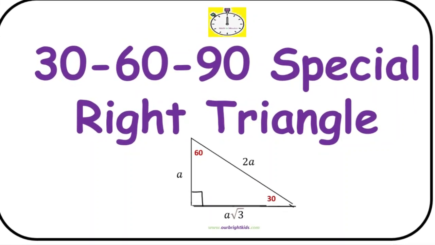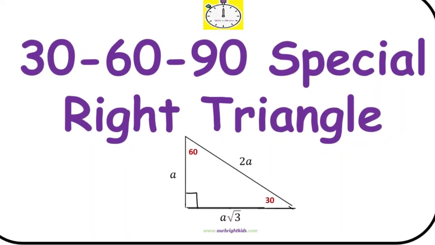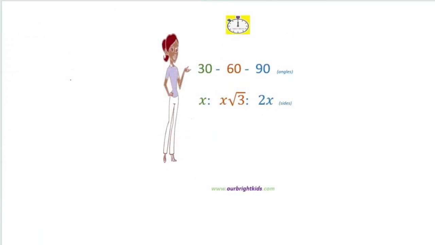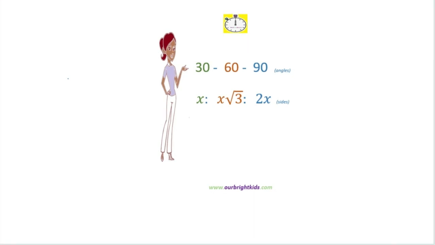This Math in Minute video is on the 30-60-90 special right triangle. The sides of a special right triangle have a specific ratio. The 30-degree angle corresponds to the side with the value of x. The 60-degree angle corresponds to the side with the value of x square root 3. And the 90-degree angle, which is your right angle and the hypotenuse, is 2 times the value of x.